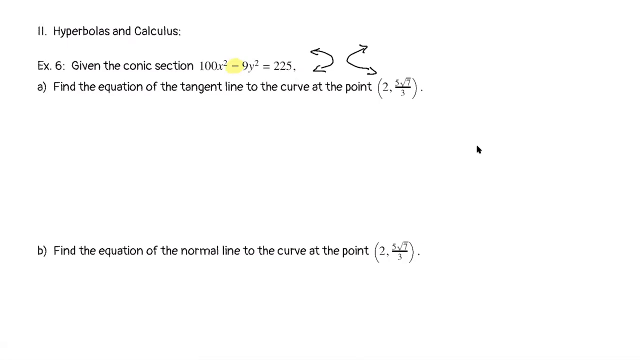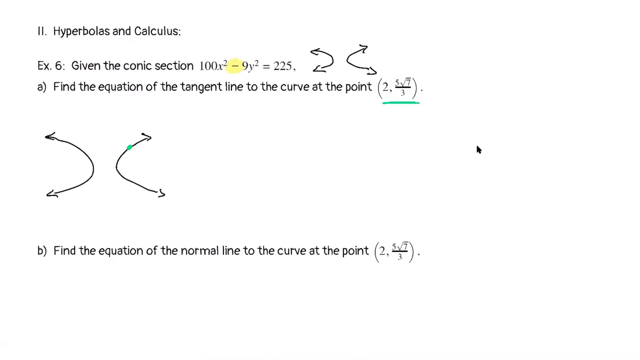So let's imagine that we had this hyperbola. I don't know the exact values on it, but that's okay, okay? And I have a given point on my hyperbola. And it's this point, (2, 5 root 7 over 3). And I believe that should be here somewhere, okay?